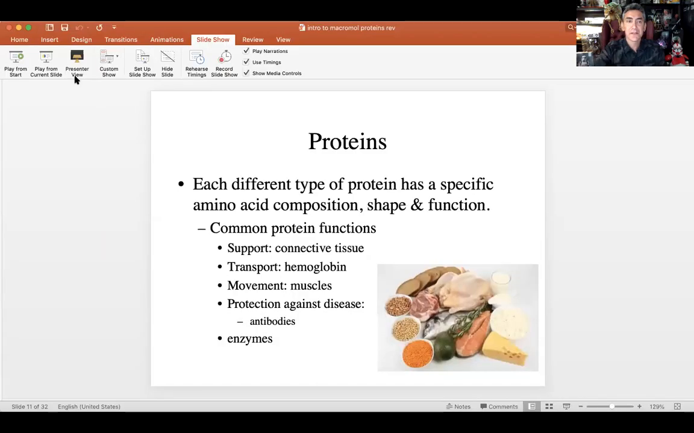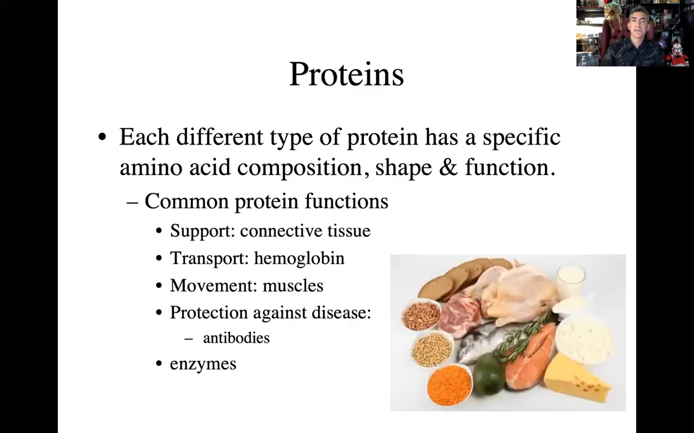Let's get today into our discussion. We continue with chapter 3. So up to this point, you should now know how macromolecules are formed by the process of dehydration synthesis and how macromolecules would be split apart, destroyed through the process of hydrolysis. So there's 4 macromolecule categories. Today we begin our discussion on the first, which are the proteins.